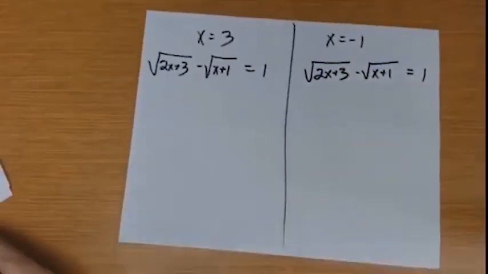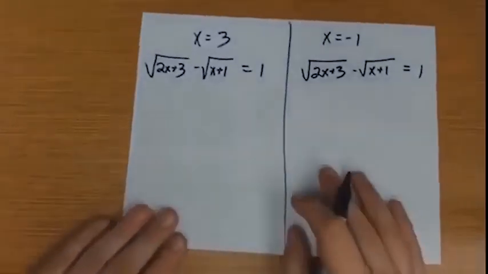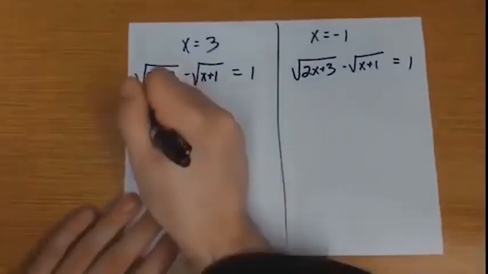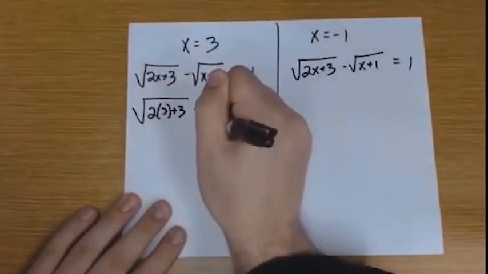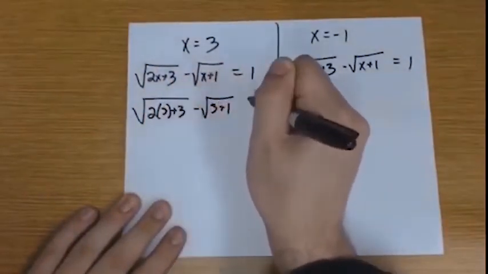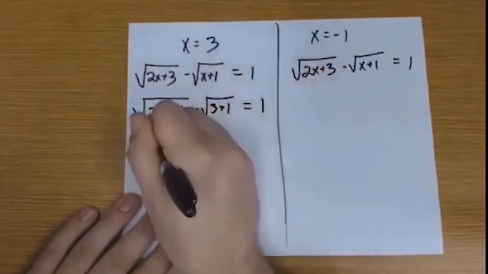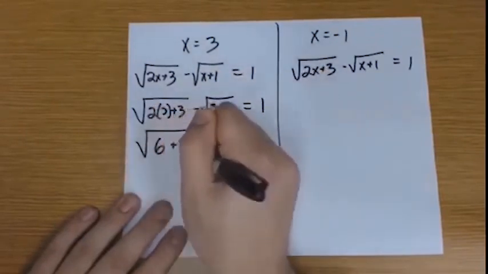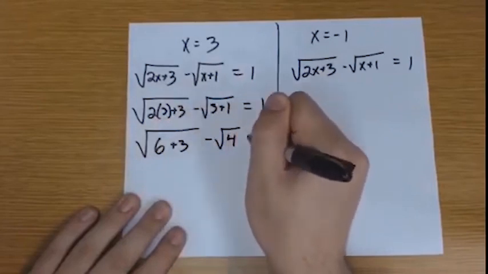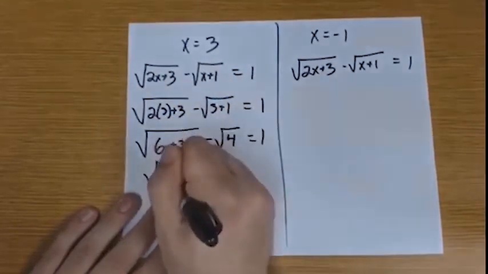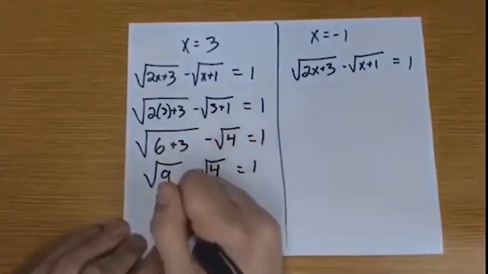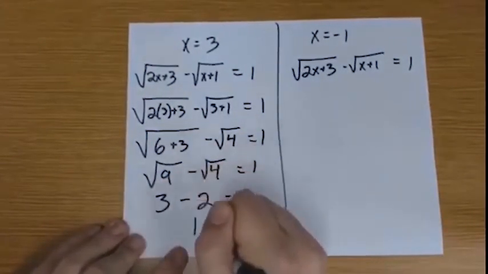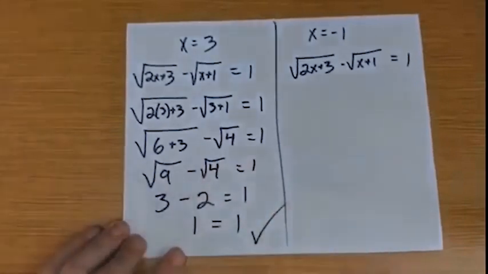So let's do this check. Radical 2 times 3 plus 3 minus radical 3 plus 1 equals 1. Radical 6 plus 3 minus radical 4 equals 1. Radical 9 minus radical 4 equals 1. 3 minus 2 equals 1. 1 equals 1. We're good.